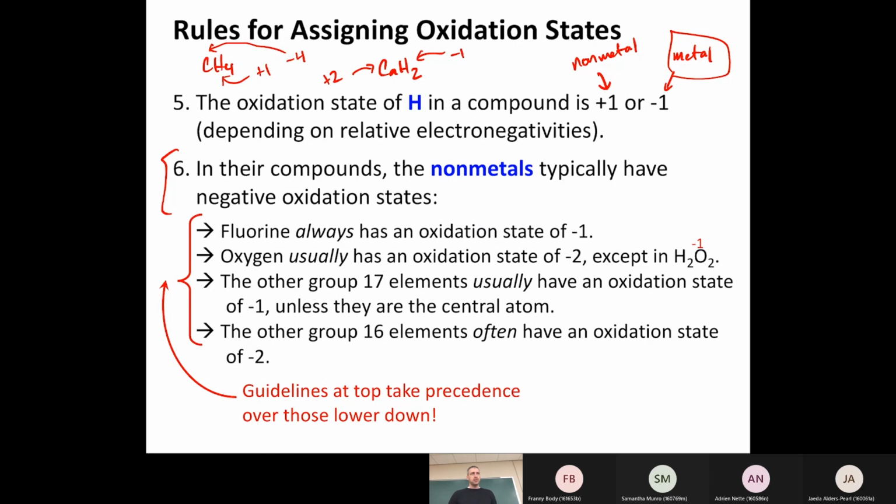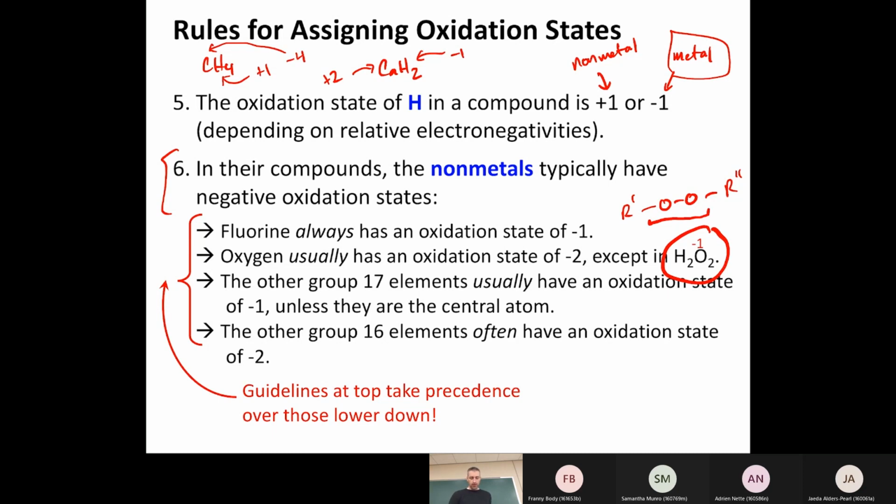Oxygen is almost always -2. An exception is when it's part of a peroxide, when it has an oxygen-oxygen bond. We'll call this R1 and R2. So when you have this peroxide linkage, like you would have in hydrogen peroxide, then it has an oxidation number of -1. Otherwise, -2. The other group 17 elements, group 17 is the halogens.